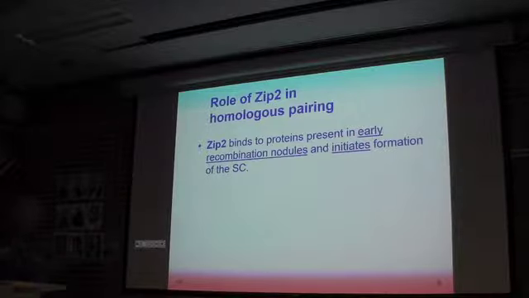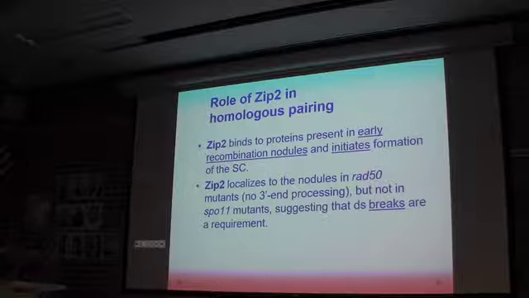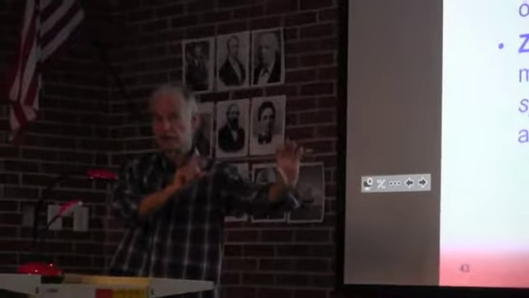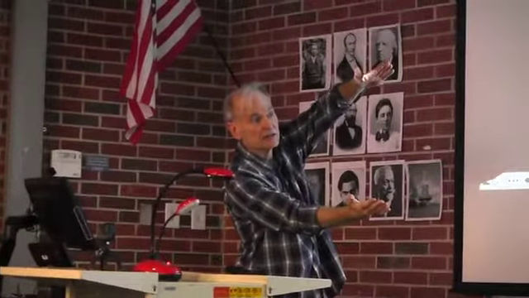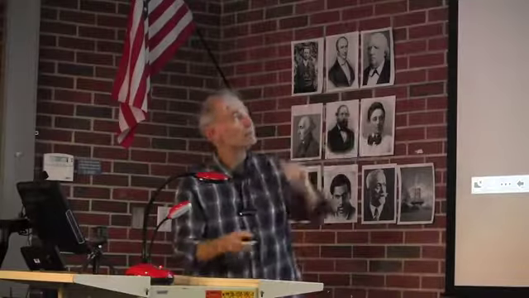ZIP2. Role of ZIP2: ZIP2 binds the protein present in the early recombination. So the first thing to happen is ZIP2 binds to double strand breaks. You remember where the ZIP proteins are? In the synaptonemal complex, that region between the two sister chromatids, that's where the ZIP proteins are. On either side you have the cohesins and then the ZIP proteins in the middle. That zippering up is formed first by ZIP2.